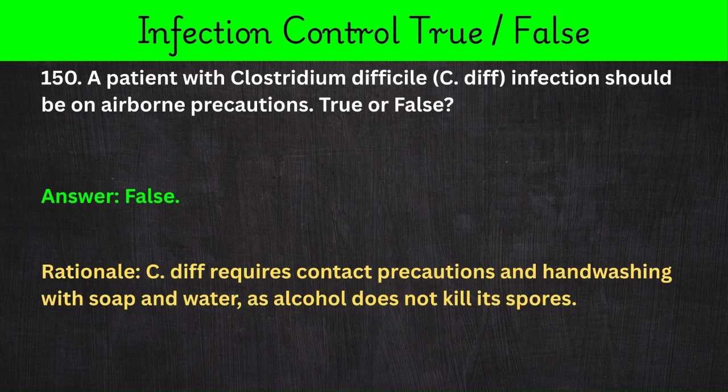A patient with Clostridium difficile, C. diff, infection should be on airborne precautions. True or false? Answer: false. Rationale: C. diff requires contact precautions and handwashing with soap and water, as alcohol does not kill its spores.